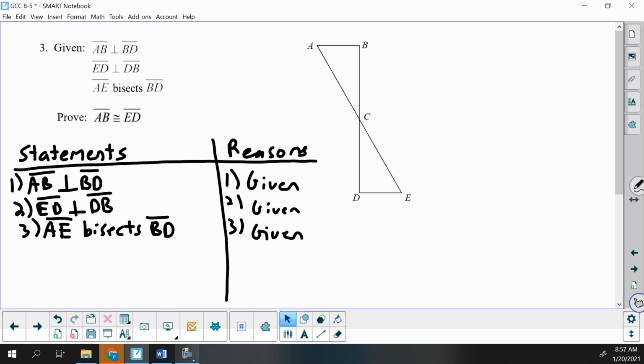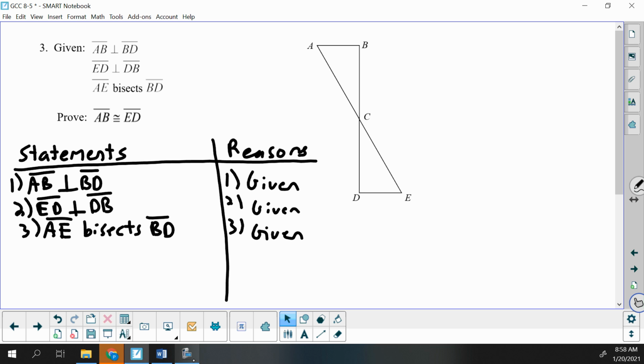Okay, so let's look at our proof statement and come up with a plan. We want to prove AB is congruent to ED. So those are two things congruent that are in different triangles. So the thought that we want to think is, okay, let's get the triangles congruent, and then we'll be able to use our congruent triangles implies congruent corresponding parts.